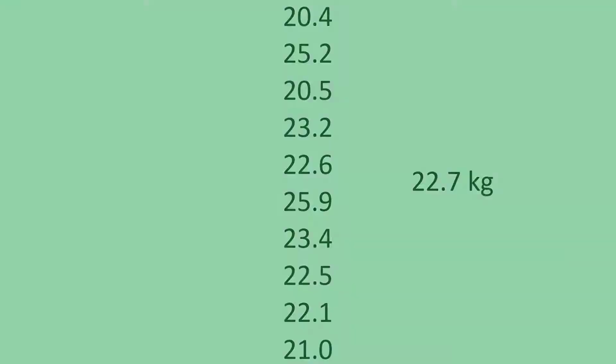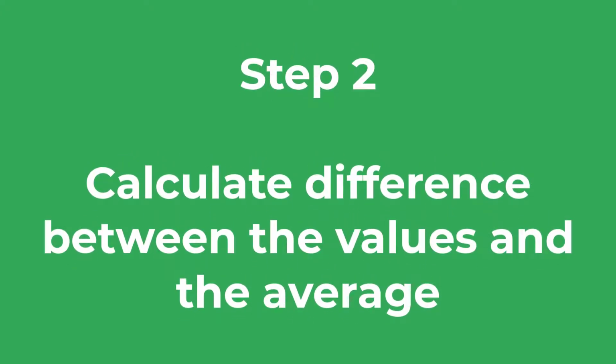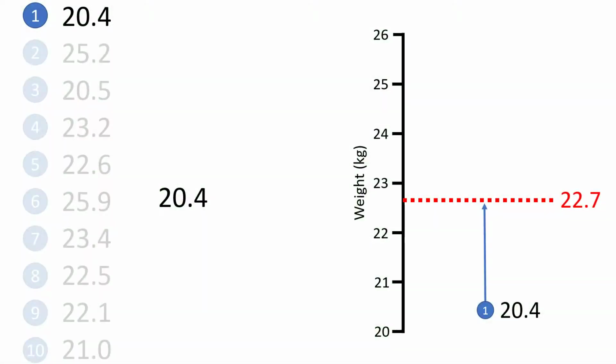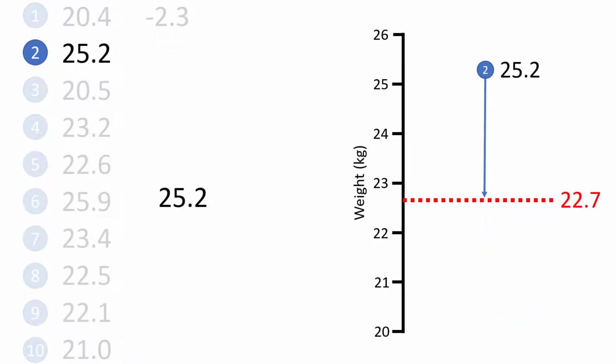Now we have the average weight, the next step is to work out how far away these individual values are from the average value. So let's take the first dog, which weighed 20.4 kilograms. To work out the difference, we do 20.4 subtract 22.7, and this gives a value of negative 2.3. For the next dog, the calculation will be 25.2 subtract 22.7, which comes to 2.5. And this process is then repeated for all the values in the sample.